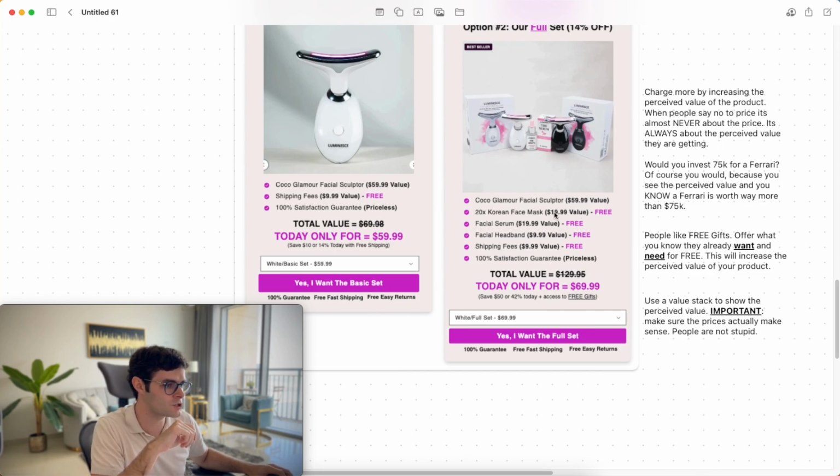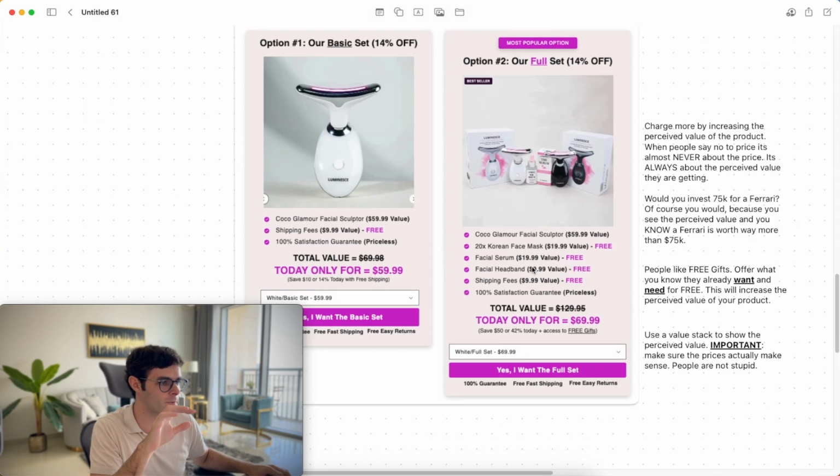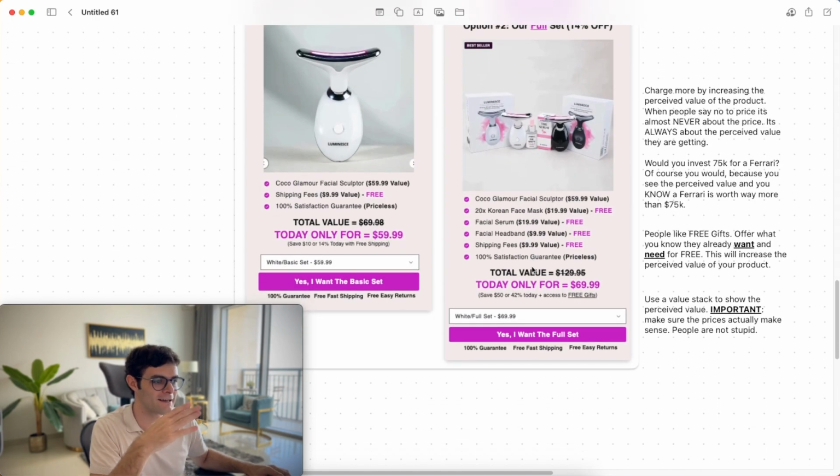And so we want to make sure that we do a value stack so they see exactly the value: what the shipping fees are worth because they're free, what the facial headband is worth because it's free, the facial serum, right? Same thing. And so what ends up happening here is that you will probably have a situation where people spend more, because they're spending this extra 10, 20 bucks because they actually see the value in your offering, and they convert at higher rates because there's just a better offer presented in front of them, right?